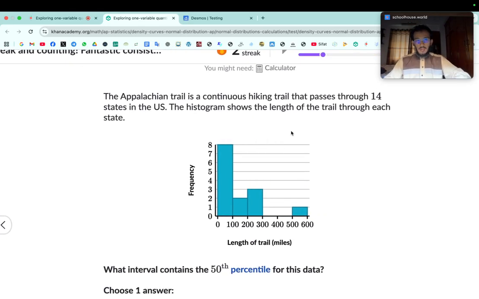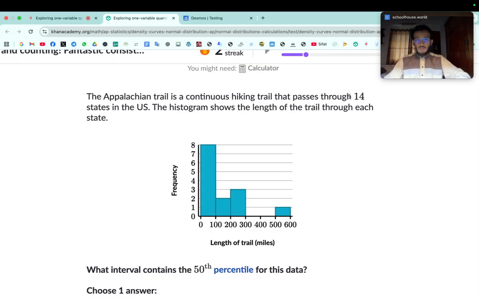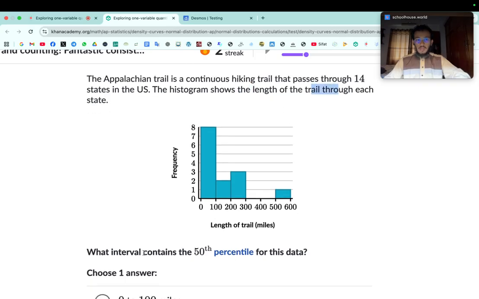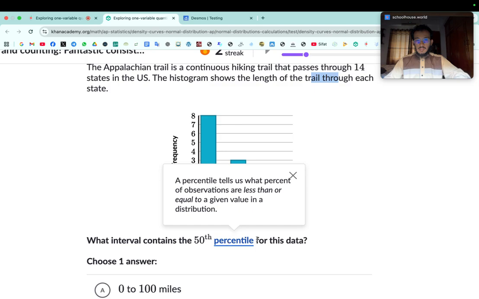So here they're talking about a trail, which is a continuous hiking trail that passes through 14 states in the U.S. The histogram shows the length of the trail through each state. All right. So they're asking what interval contains the 50th percentile for this data.